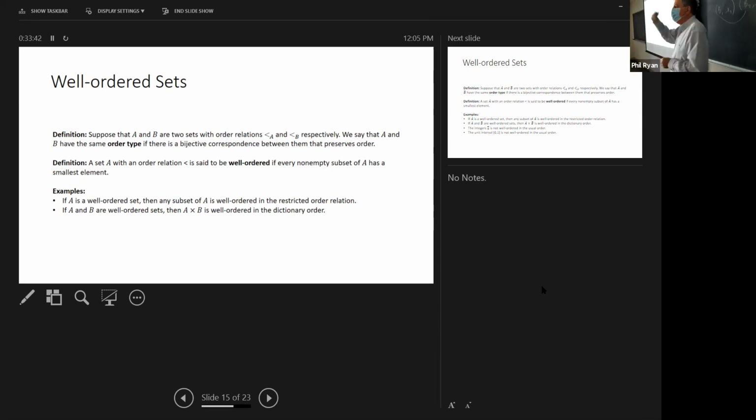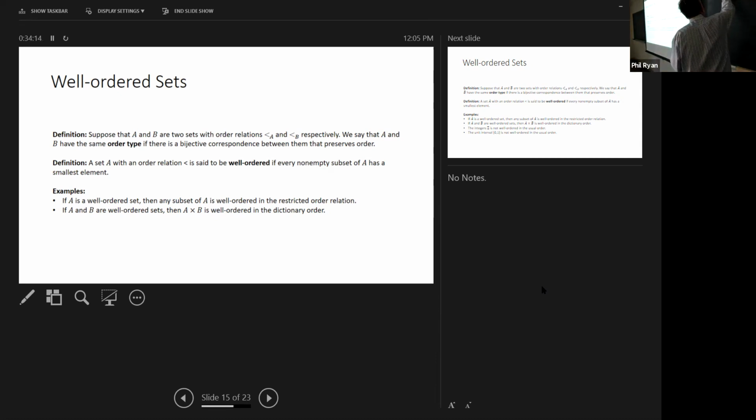So all the typical examples that we know of, like the positive integers under the normal order, are the gold-plated example of a well-ordered set. And if you have any two well-ordered sets, then you can put the Cartesian product in the dictionary order. And that's pretty straightforward to prove, right?